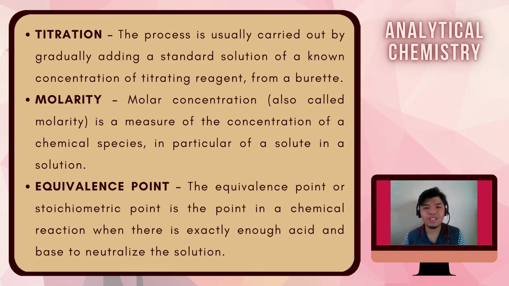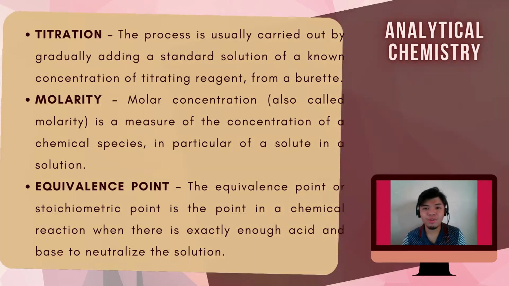Next is molarity or concentration. Molar concentration, also known as molarity, is a measure of the concentration of a chemical species, in particular a solute, in a solution, in terms of the amount of substance per unit volume of solution. Next is the equivalence point. The equivalence point, or stoichiometric point, is the point in a chemical reaction when there is exactly enough acid and base to neutralize the solution. In a titration, it is where the moles of the titrant equal the moles of the solution of a known concentration.